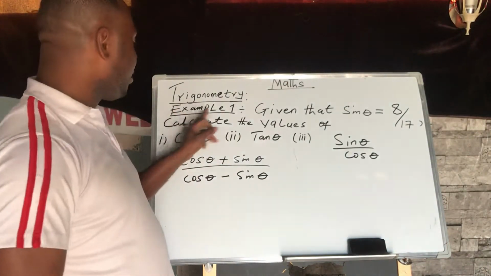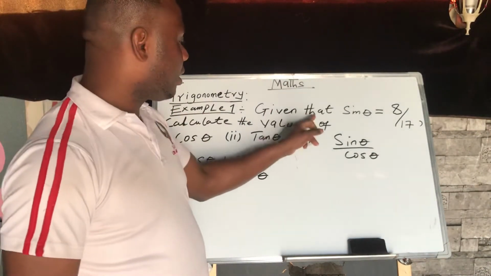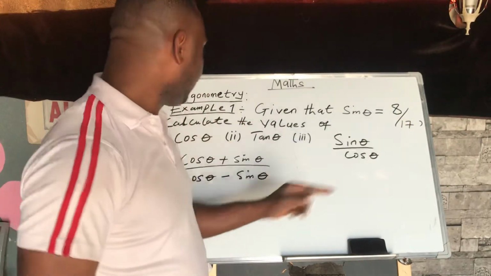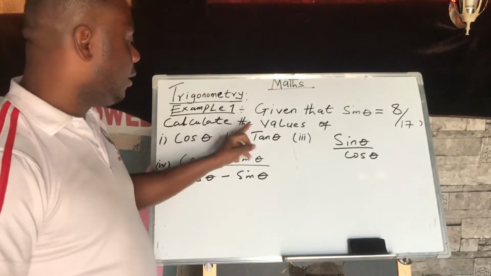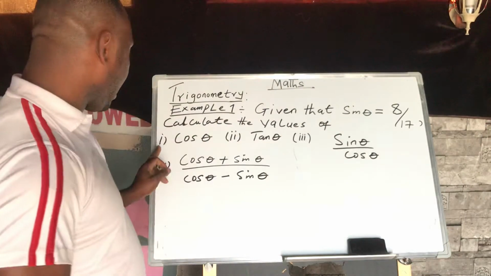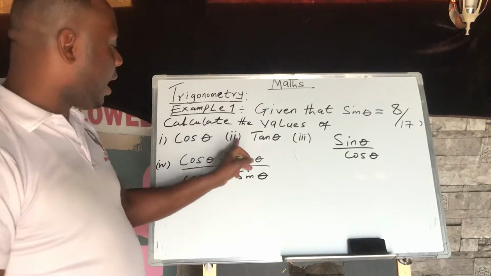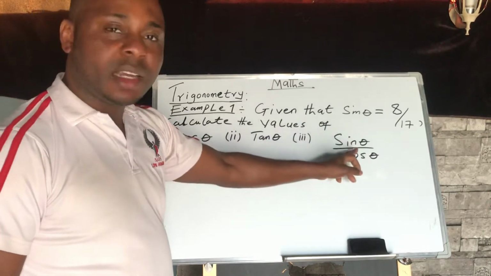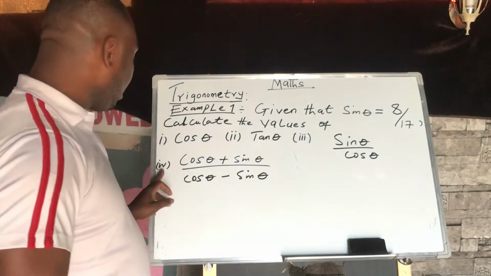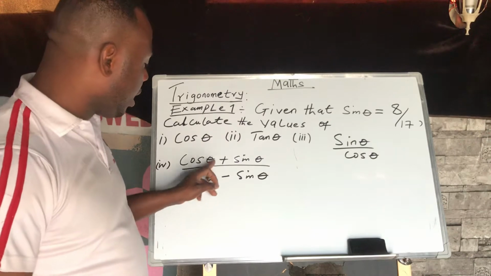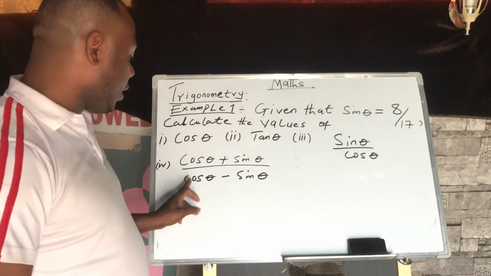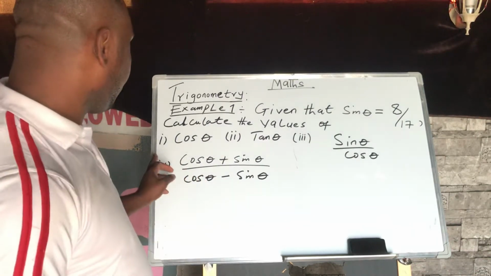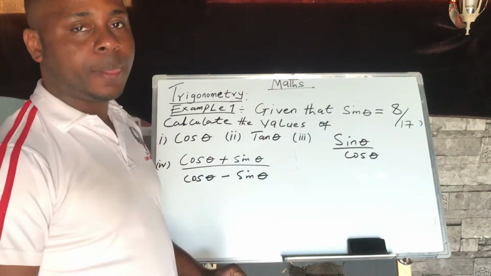Okay, example 1. Given that sine theta equal to 8/17, calculate the values of (I) cos theta, (II) tan theta, (III) sine theta over cos theta, (IV) cos theta plus sine theta all over cos theta minus sine theta. Now we have 4 questions to solve here.